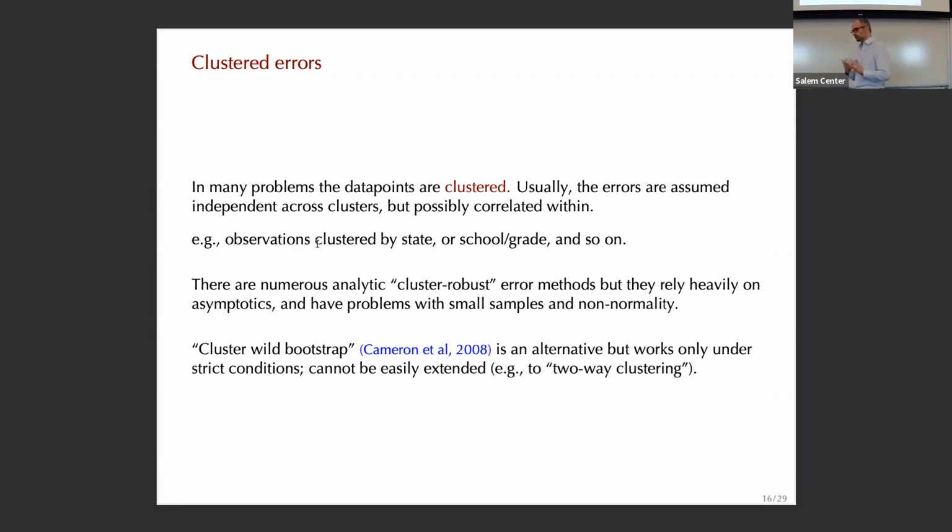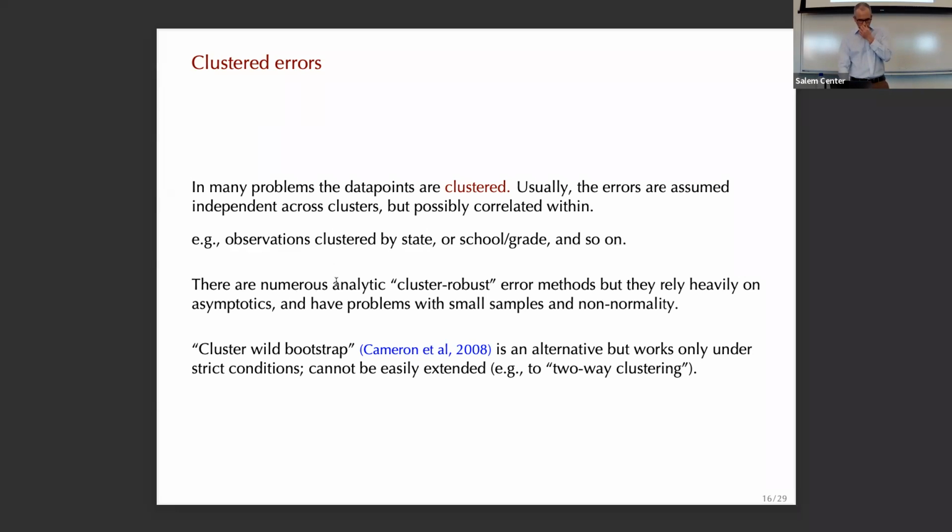And the major problem is that when you ignore this clustering, essentially you are assuming that you have more data than you actually have, right? Suppose you have data from just one cluster, and for some reason all the errors from that cluster are super highly correlated. Then essentially you have one sample, you don't have n. So it's very easy to overestimate your confidence.